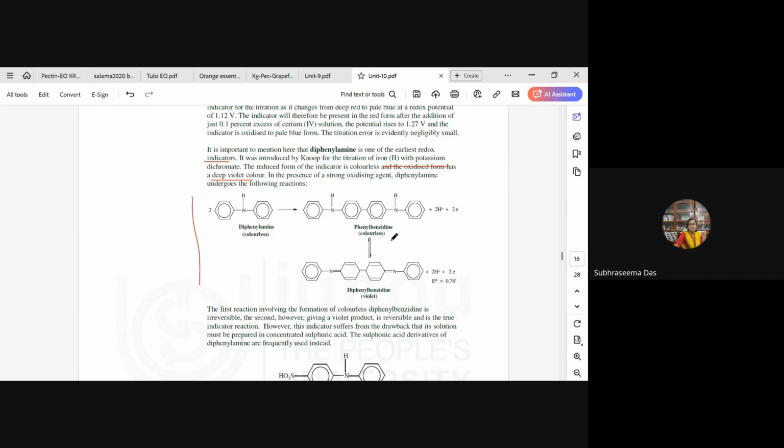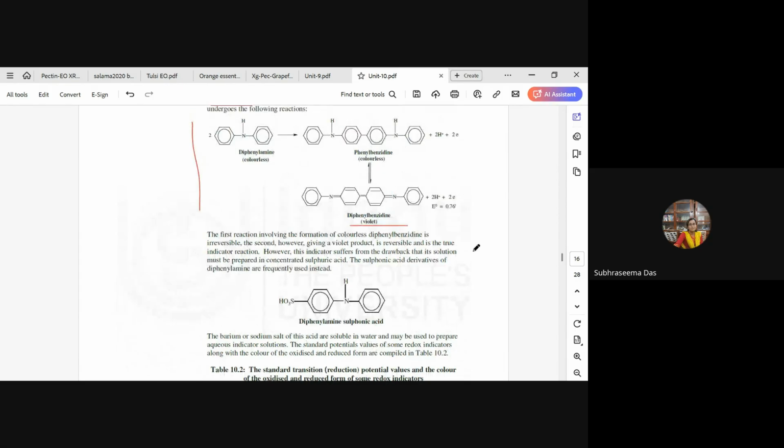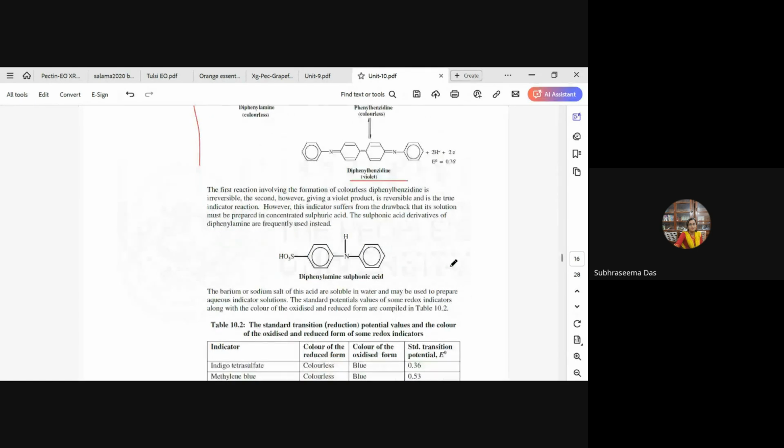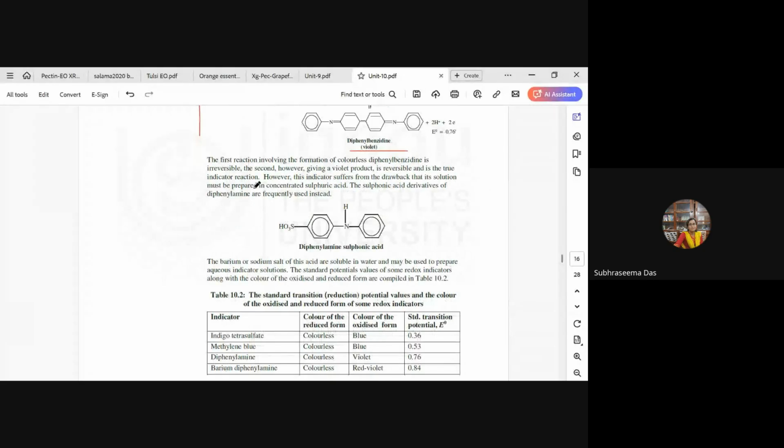Here it is colorless in the reduced form, but in the oxidized form it occurs as diphenylbenzidine violet, a deep violet. The first reaction involves the formation of the colorless diphenylbenzidine. It is irreversible. The second, however, gives a violet color and is reversible in nature. However, this indicator suffers from the drawback that its solution must be prepared in concentrated sulfuric acid. So the sulfonic acid derivatives are frequently used instead.